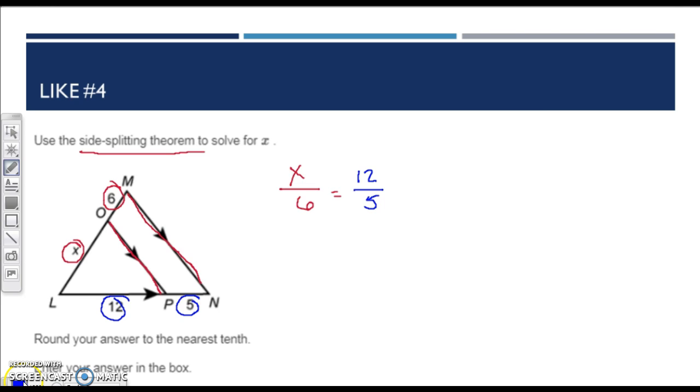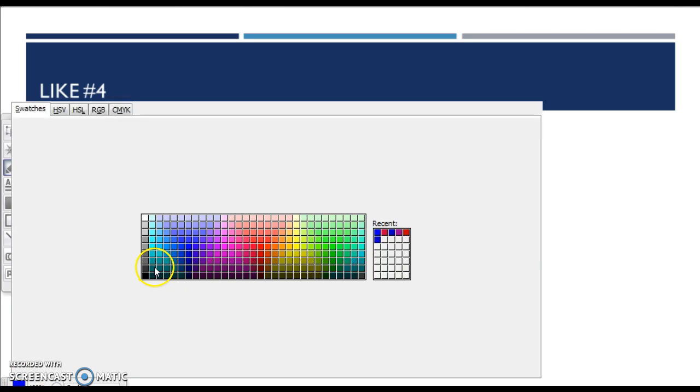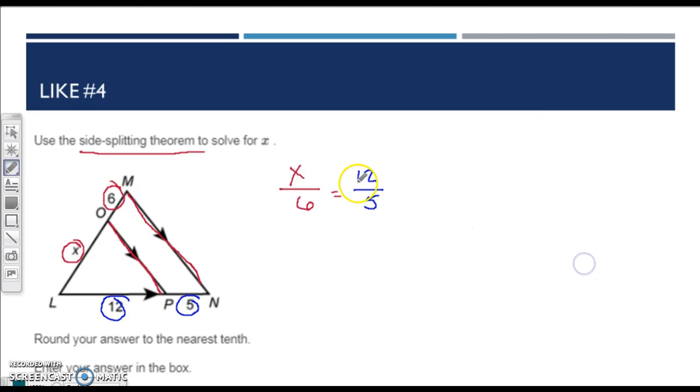And then what do? Oh yeah, baby, you guessed it. Well, you didn't guess it, you knew it. We are cross multiplying. So I get 5x equals 6 times 12 is 72.